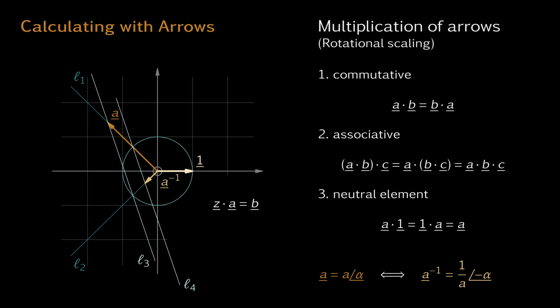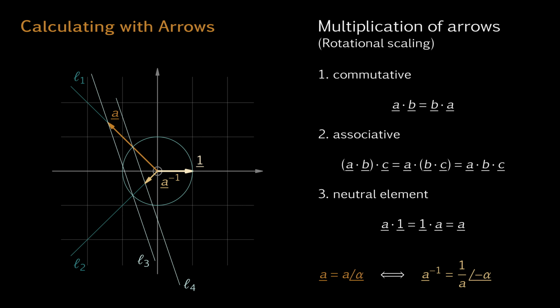Its length is 1 divided by the length of A, and its angle is minus the angle of A. Coming back to our equation, we can now multiply both sides by A to the minus 1. This gives Z times the unit arrow, which is just Z on the left side, and B times A to the minus 1 on the right side. The latter can be simplified to B divided by A, which is called division.